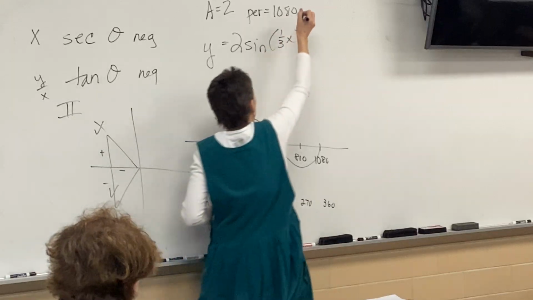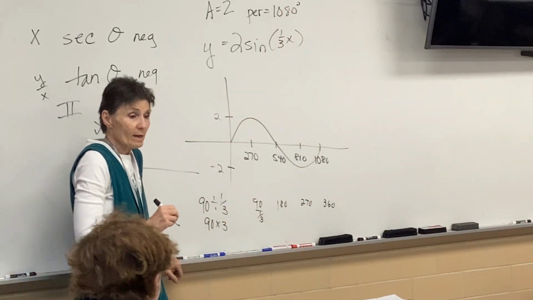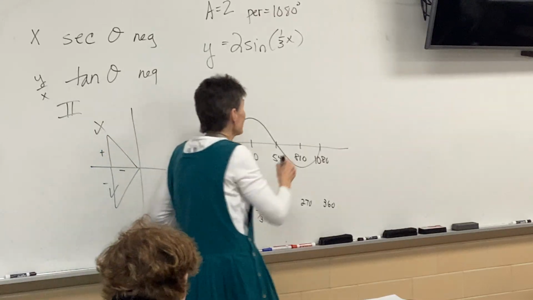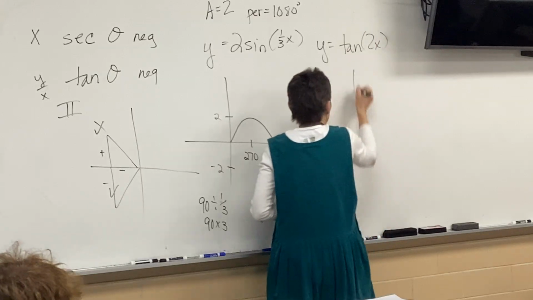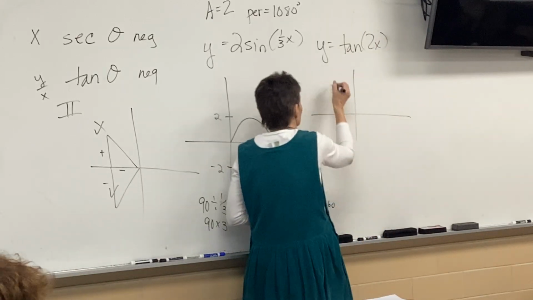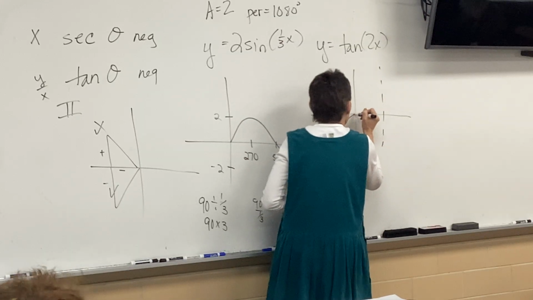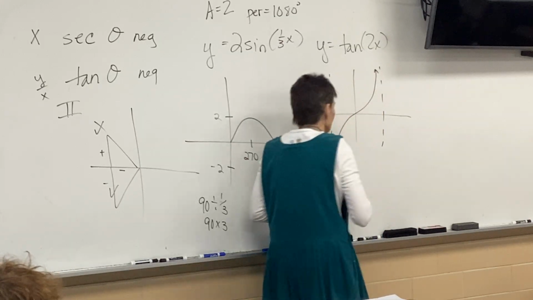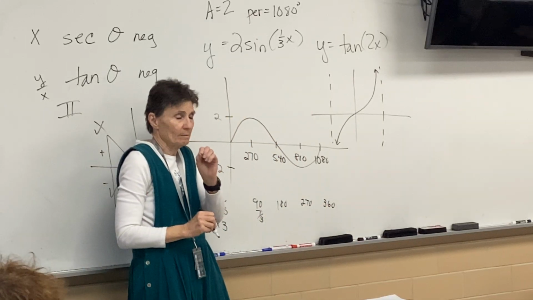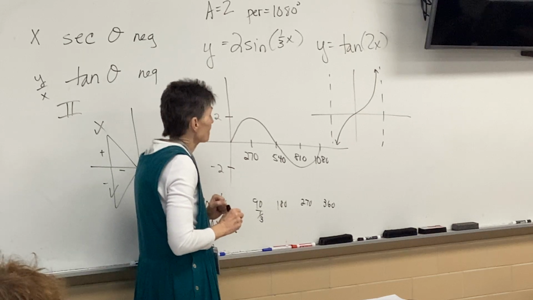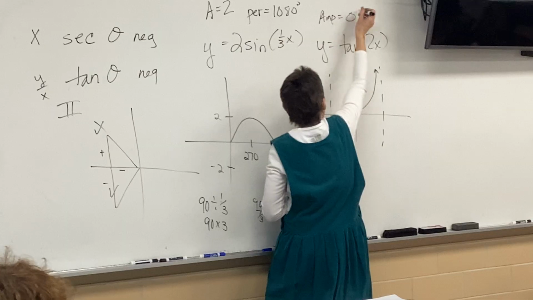Here it is. Okay. Y equals tan 2x. So first I'm going to get my shape down. Asymptote, asymptote, squiggly line up through the origin. You need to be squiggling through the origin. Amplitude is undefined, right? No amplitude?